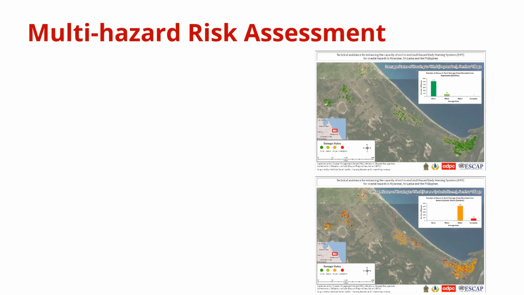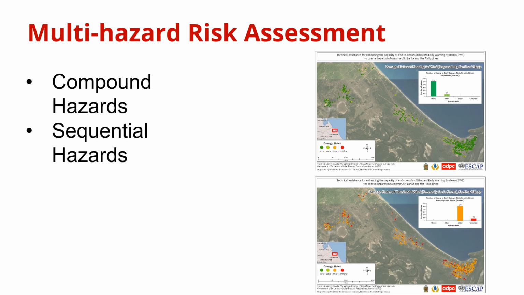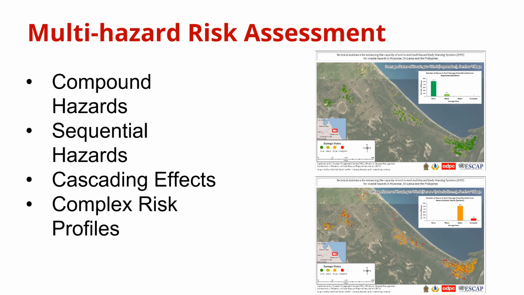In a multi-hazard risk assessment, we must consider how hazards might interact. Compound hazards occur when multiple hazards amplify each other's impacts, such as flooding that follows an earthquake. Sequential hazards occur one after the other, potentially exhausting response capacity, like a drought followed by wildfires. Cascading effects happen when one hazard triggers another, such as an earthquake causing landslides or dam failures. Multi-hazard risk assessment requires understanding these complex risk profiles and preparing for combinations of natural, technological, and human-made hazards.